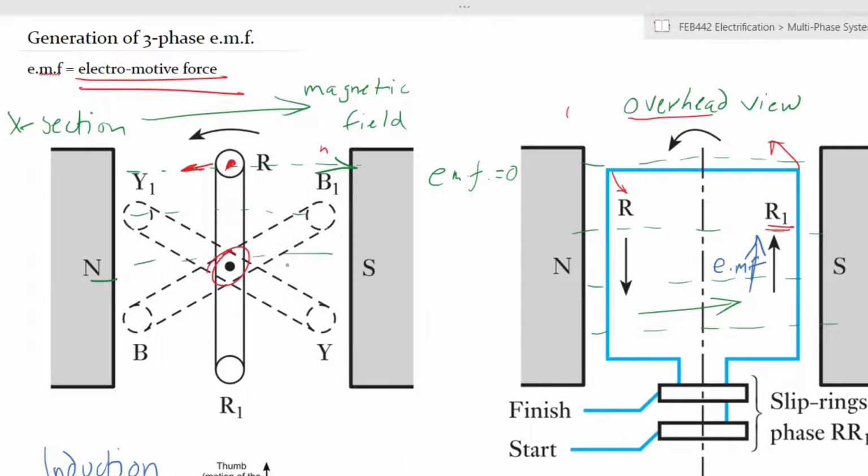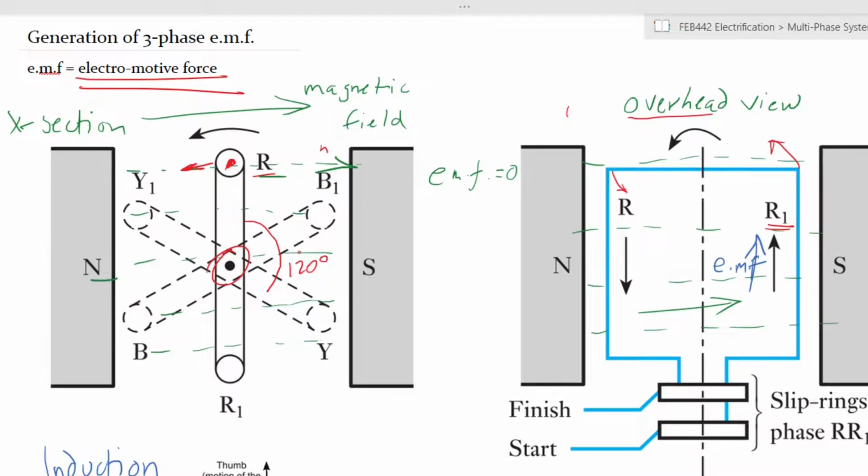However, their interactions with the electromagnetic field will be 120 degrees apart from each other. So if, for example, your red conductor reached this point at time 0, the Y or the yellow conductor will reach this point 120 degrees after that. It will have to rotate through 120 degrees in order to reach that point.